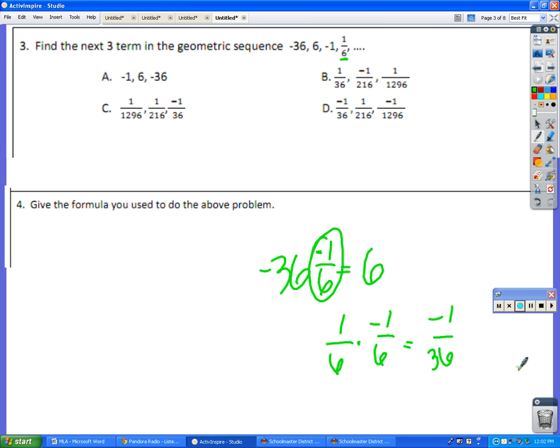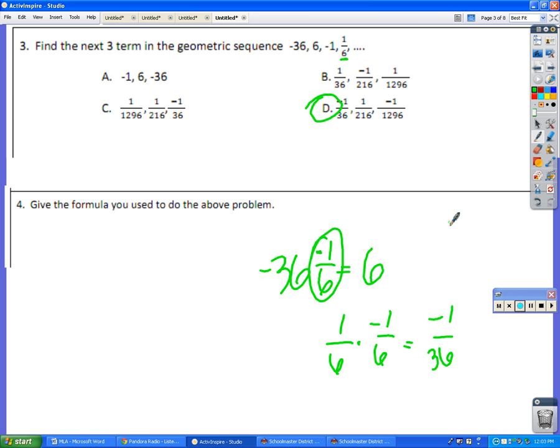So it's D. When you're adding or subtracting fractions you need a common denominator, but when you multiply, you multiply straight across. So it is D, because those would be the next 3 if I multiplied by negative 1/6 again. All right, that's kind of done because they use the fraction.